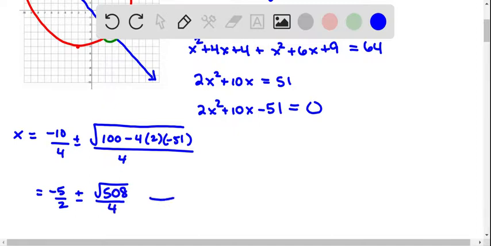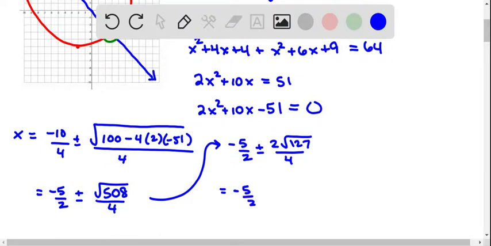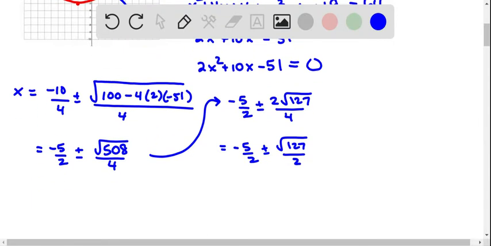And we can simplify the square root of 508. So we're going to have negative 5 halves plus or minus 2 square root 127 over 4. And then we'll reduce the second fraction. So we have negative 5 halves plus or minus square root 127 over 2. Okay, so these are the x coordinates of our points. And then the y coordinates will be the opposite values.